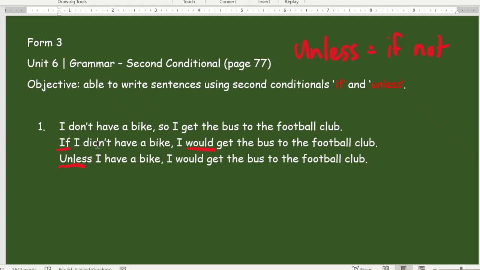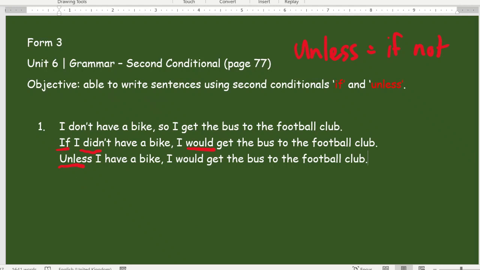Okay, kalau guna if, you have to say I don't. Negatif kan? Sebab bila kita guna second conditional, ayat dia semua tentang ayat tidak mungkin berlaku, tak mungkin berlaku dan tak akan berlaku, ataupun nasihat satu lagi.